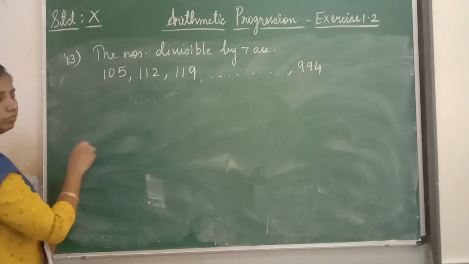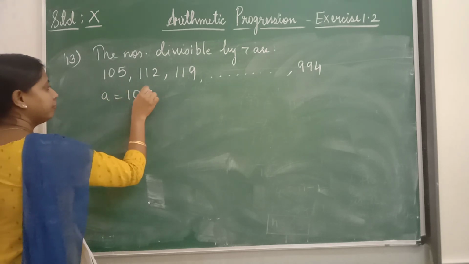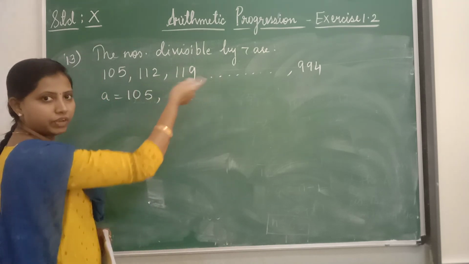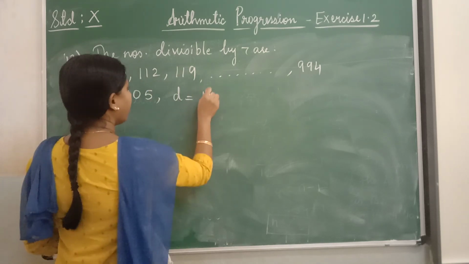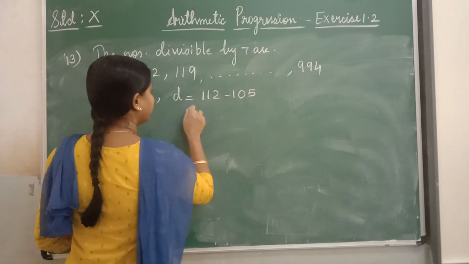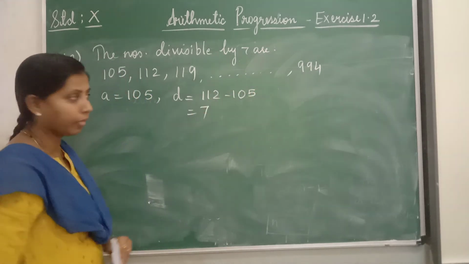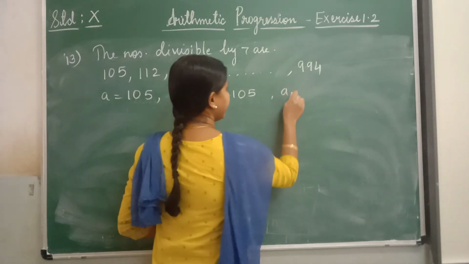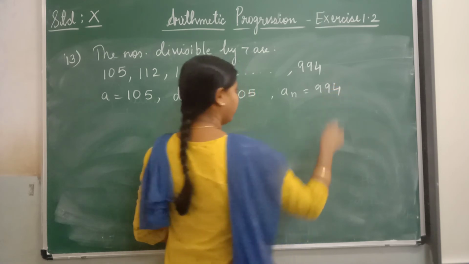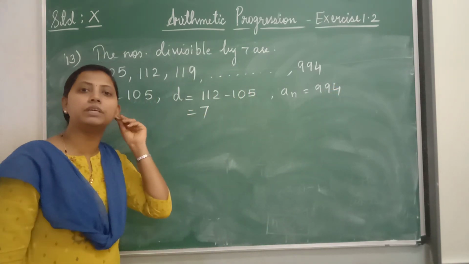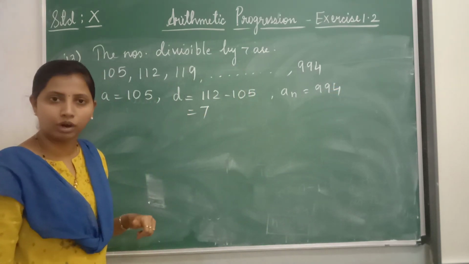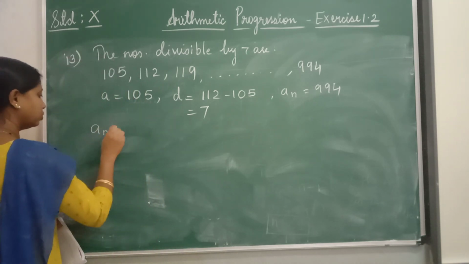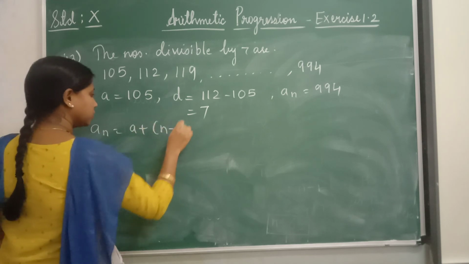Now we know the first term. What is the first term? 105. What is the difference? Difference is nothing but 7. Every time you are adding 7 to get the multiple of 7, or 112 minus 105, you get 7. And 994 is the last term, that is an. What do you have to find? How many numbers are divisible by 7? That is, you have to find the n value. So write an is equals to a plus n minus 1 into d.